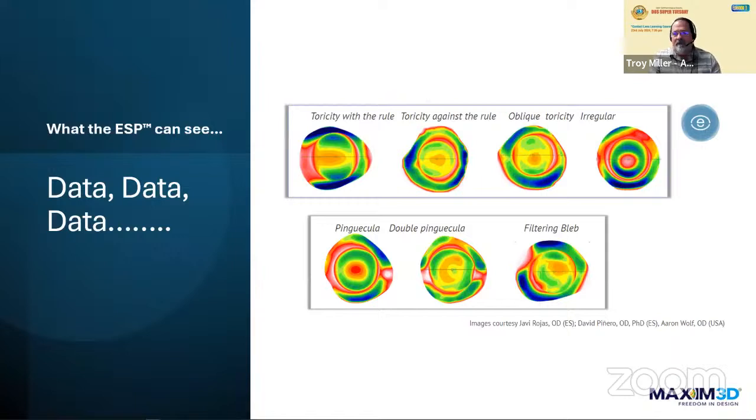The ESP, we'll talk about that specifically since it's used widely throughout the world, provides us an exceptional amount of data. And the data you can see on the screen here can give us the overall shape of that eye. Not only that, but it will pinpoint where a pinguecula elevation occurs, a filtering bleb as discussed, or even a double pinguecula. And in those cases, we can vault, utilizing this information, over each one of those areas.